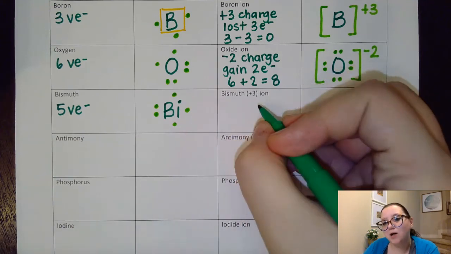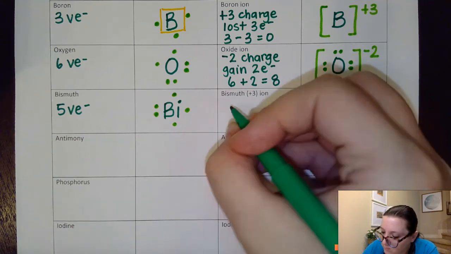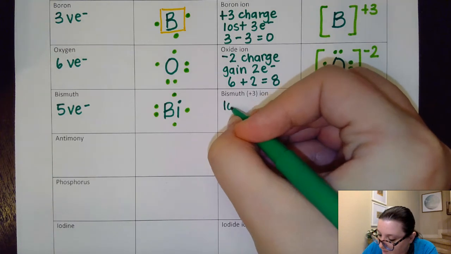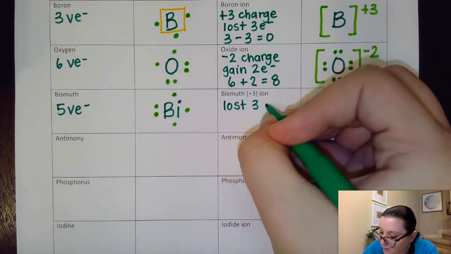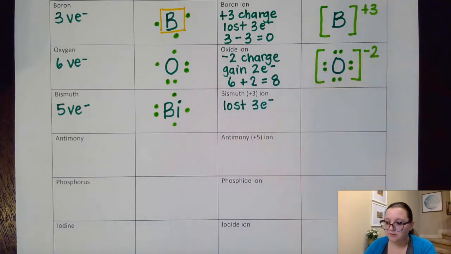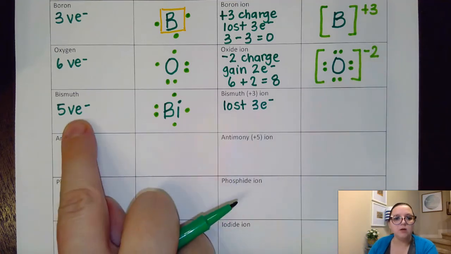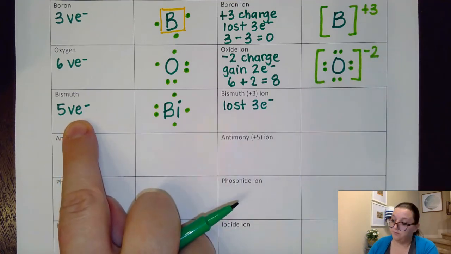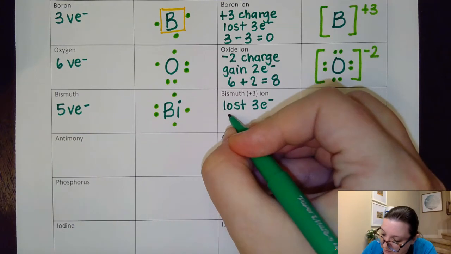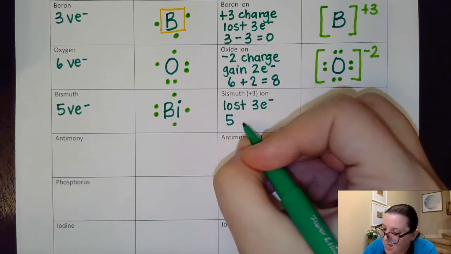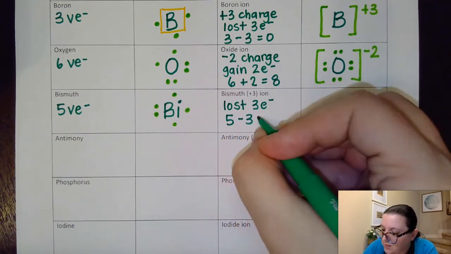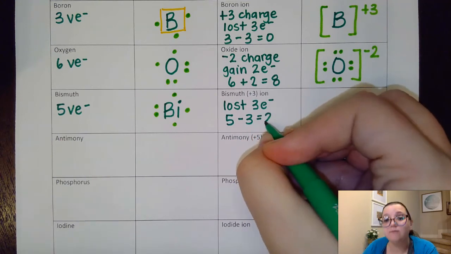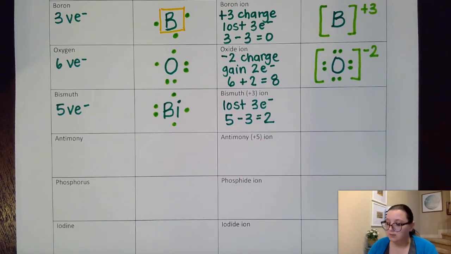Well, what does that +3 charge mean? That means I have lost 3 electrons. Well, how many did I have to begin with? If I look back over here, bismuth originally had 5. And so I'm like, okay, if it had 5 valence electrons and I'm losing 3 of those, that means I'm still going to have 2 valence electrons here.